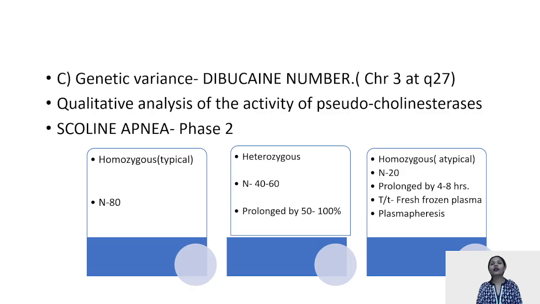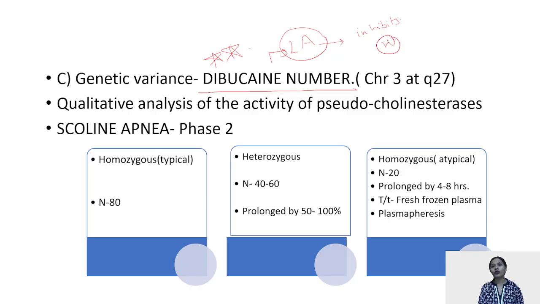Now, there is a genetic variance that can lead to the decrease in the activity of the pseudocholinesterase, and that is denoted by the name of Dibucaine number, which is extremely important. This Dibucaine is nothing but a local anesthetic, an amide local anesthetic, which inhibits normal pseudocholinesterase. It inhibits the activity of normal pseudocholinesterases, and the normal Dibucaine number in our body is 70 to 80.